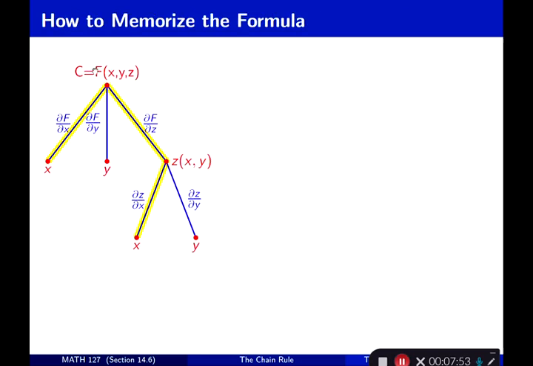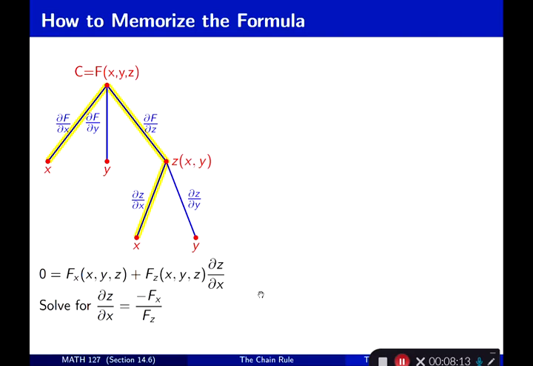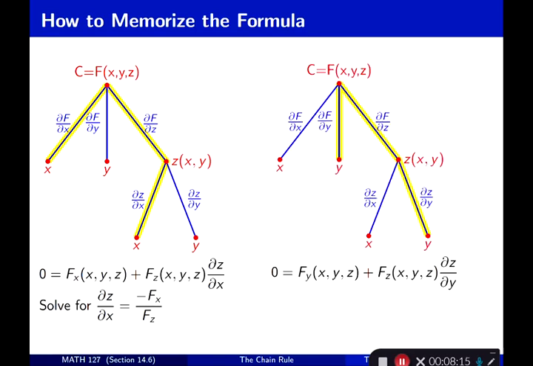So again, this is exactly the process that we did to find the partial of z with respect to x. We started from c on top, and we wrote down, and one side was 0, and then we solved for the partial of z with respect to x, and that was the formula. And if you want to do the partial of z with respect to y, again you draw the same tree, and this time you solve for the partial of z with respect to y, and that's the other formula.